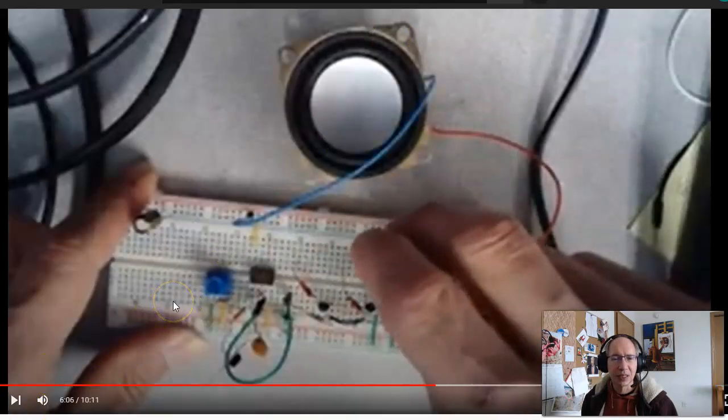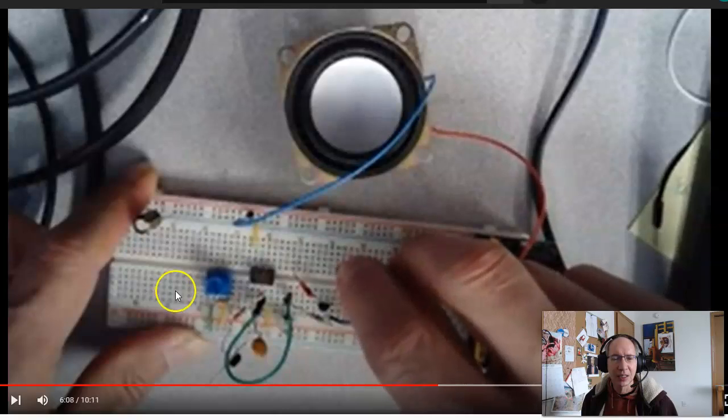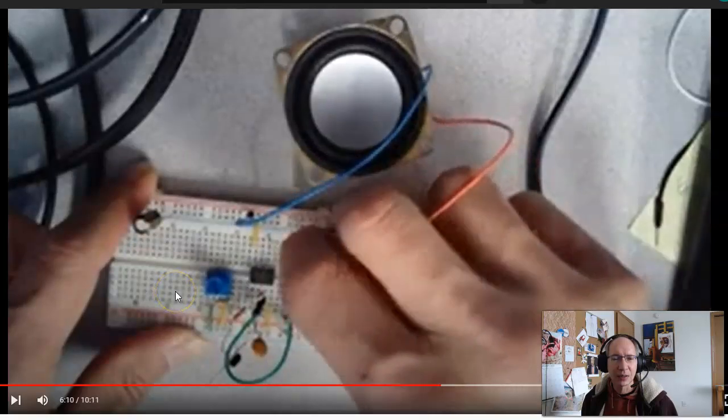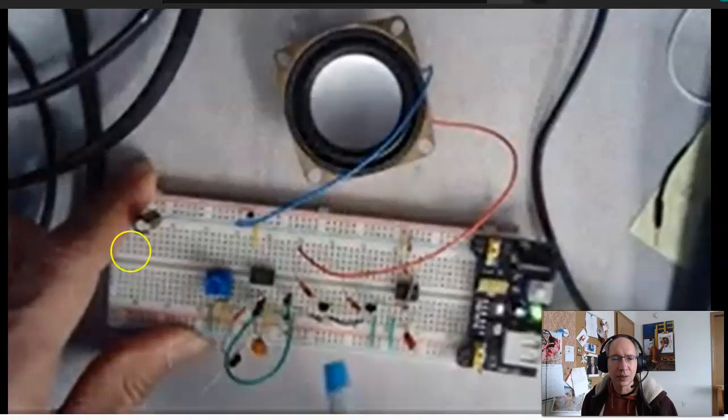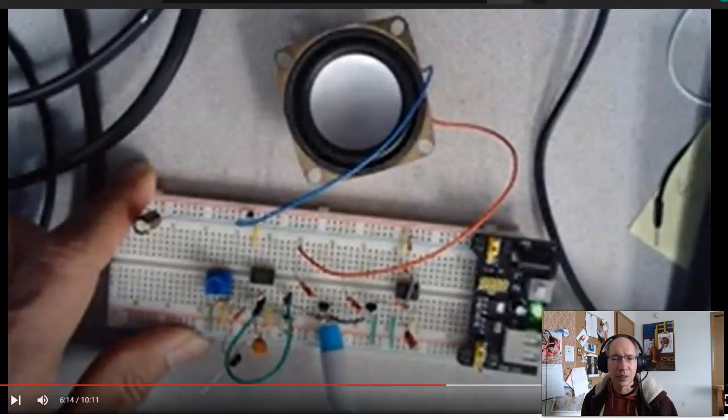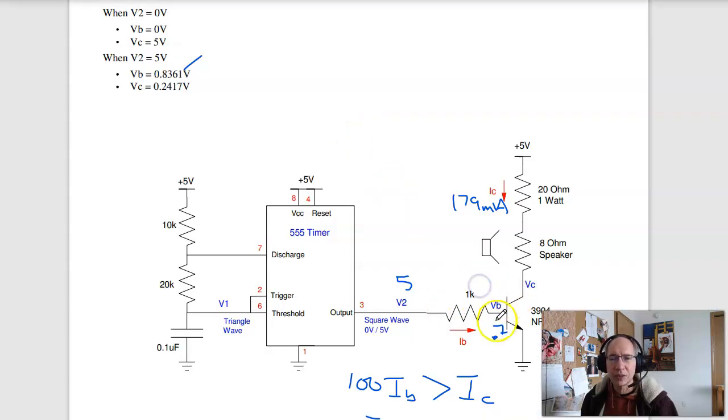To limit the current, I get a loud sound. Take the second transistor, right here. This is an on-off switch. Okay, so notice when I add the transistor, I go from a quiet sound to a loud sound. I get more current. That's what transistors do for you.